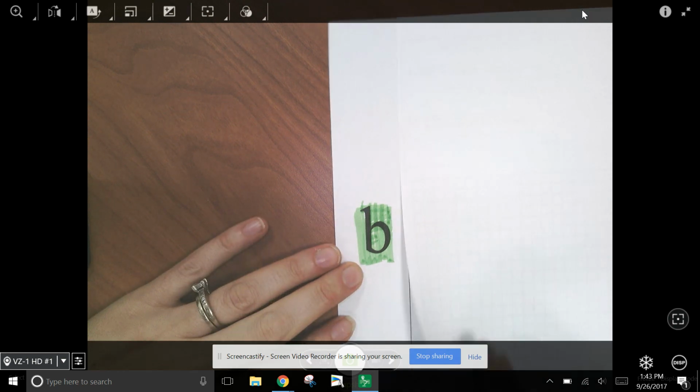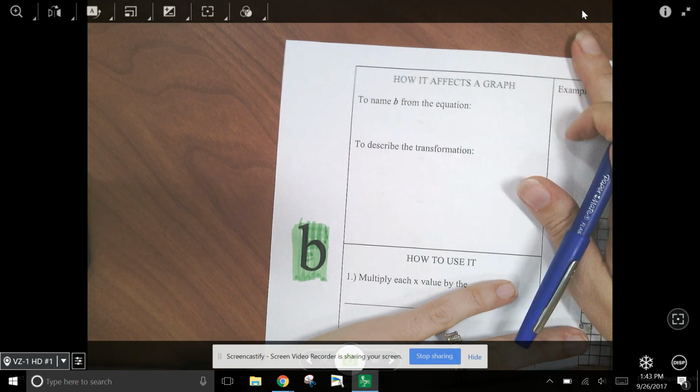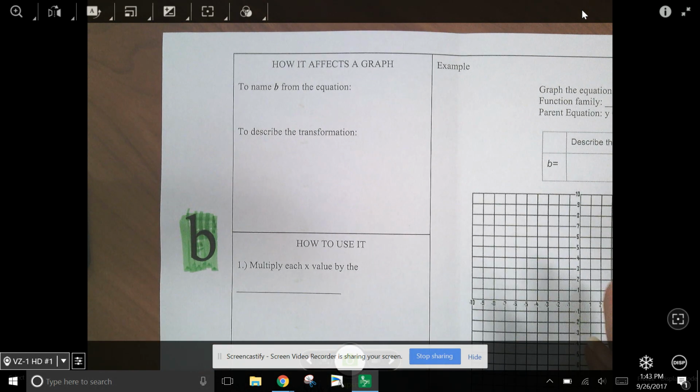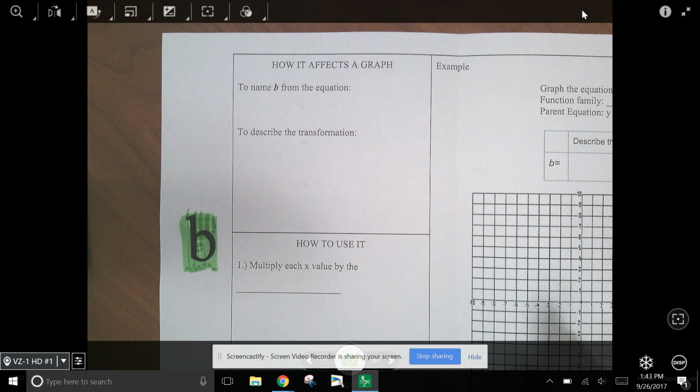The next thing we're going to do is talk about how it affects the graph. So go ahead and open up the foldable. We're going to take these notes and then you're going to do some practice. You can always come back to the notes while you're doing the practice. I definitely would ask for clarification from your teacher if you need it, because some of the stuff I'm about to show you can get confusing.